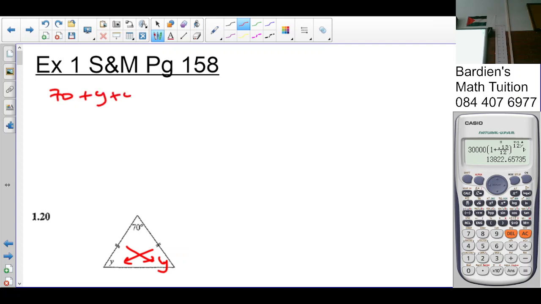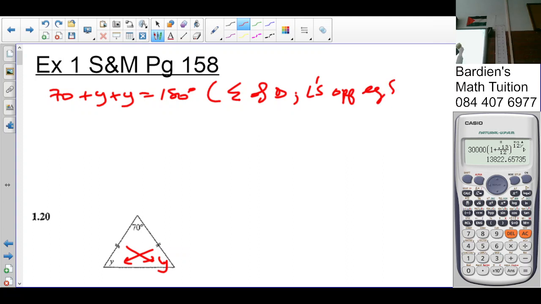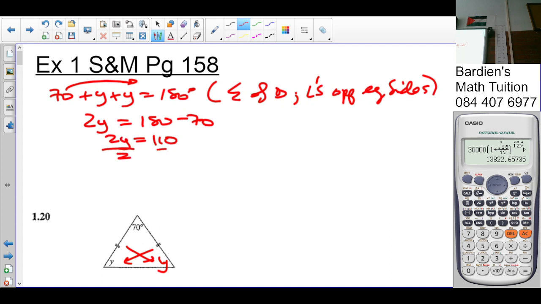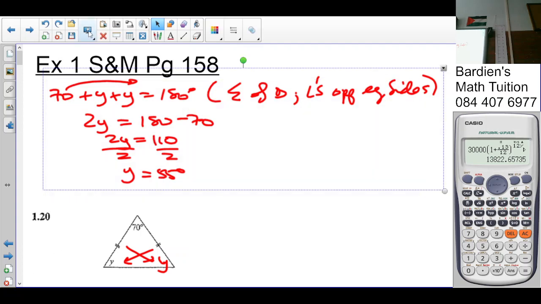Now what can I say? Y plus 70 plus Y equals 180, sum of angles of a triangle, and I use the theorem that said angles opposite equal sides. So Y plus Y is 2Y, equal to 180 minus 70, which is 110. Divided by 2, so it's 55. Okay. Any confusion there? No?